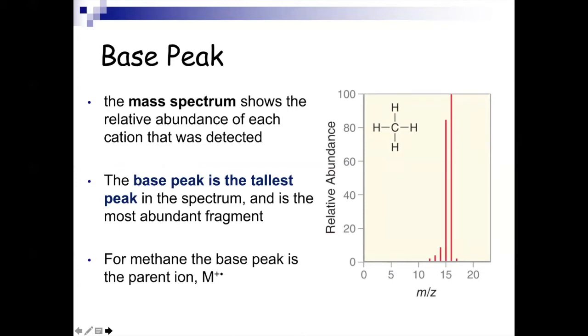So the mass spectrum shows the relative abundance of each cation that was detected. The base peak is the tallest peak, and it is the most abundant fragment, and that means it is the most stable fragment. For methane, for example, the base peak is the parent ion. So if you look up methane, we have C plus 4 H's, so that's 16. So right here on the mass spectrum, we see the largest peak at 16. So our most stable fragment, our most stable ion, is the parent ion, or the M+.